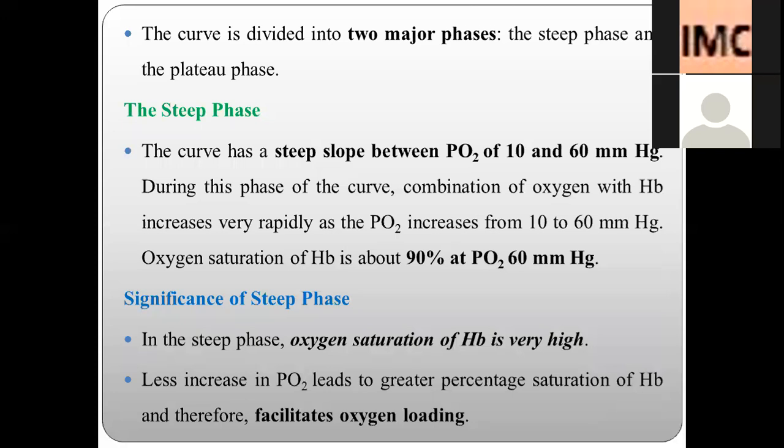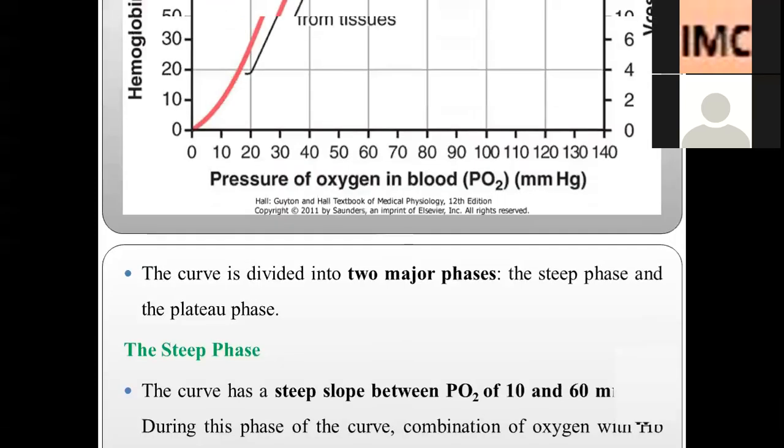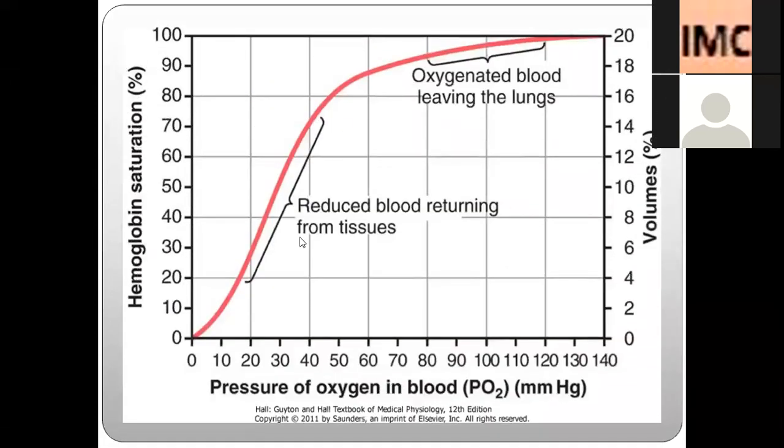Now you have to explain what is steep phase and what is plateau phase. The steep phase is the slope between the partial pressures of oxygen between 10 to 60 millimeters of mercury. And during this phase of the curve, the combination of oxygen with hemoglobin increases very rapidly. And as the PO2 increases from 10 to 60, the saturation of hemoglobin is around 90%. So we can see that, this is 10 and this is 60.